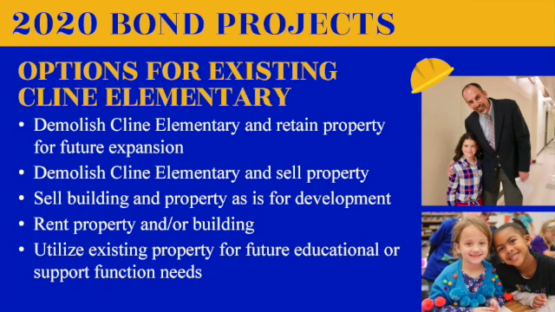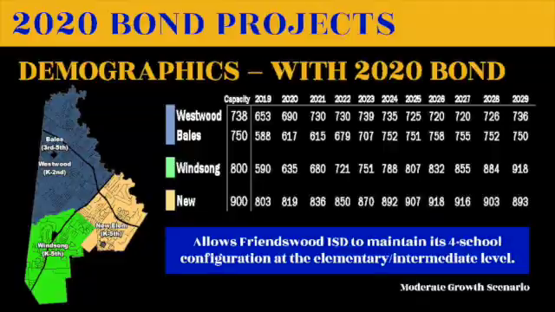So if the bond were passed, we would create a committee to quickly take a look at these options and move forward with one of the four. This shows you, if the bond were passed, what the capacities would look like out through 2029. And as you can see, the number of students projected in each of these areas, zoned as they are.